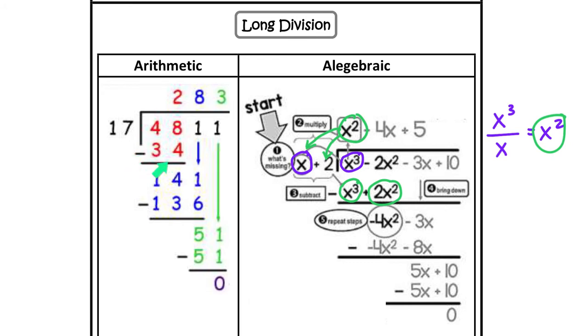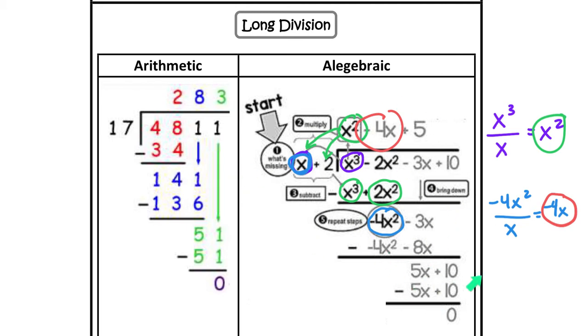Then we usually subtract, right? So we're going to subtract. What's x to the third minus x to the third? 0. What's negative 2x squared minus 2x squared? Negative 4x squared. And then we go through the same route again. We say, can I divide negative 4x squared by x? What's negative 4x squared divided by x? Well, that's negative 4x, which is this one here. So we're going to follow this process here for long division.